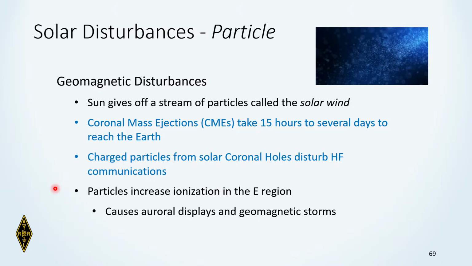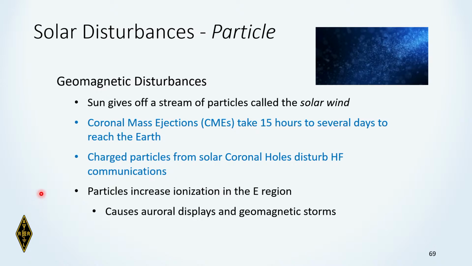Particles increase ionization in the E region, and cause auroral displays in geomagnetic storms. Now, you've probably all seen or heard of the northern lights, beautiful colors in the northern sky at night. That's caused by the same effect, particles coming in from the sun. They tend to be attracted to the poles, the North Pole and the South Pole of the Earth. That's why they're typically only seen at higher latitudes.